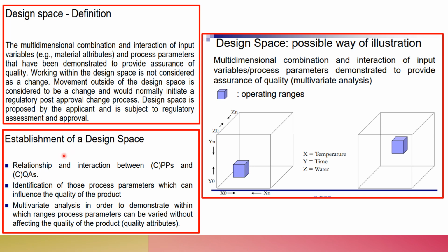So how do we establish design space? As I already told, we need the relationship and interaction between CPP and CQA, identification of those process parameters which can influence the quality of the product, and multivariate analysis to demonstrate within which range process parameters can be varied without affecting the quality of the product. So we build a model, we define our requirement based on our specification and the quality of the product required. Then we do the experimentation, we put in the data, we analyze the variables, and based on that, the model itself gives us the design space. So this is about design space. Let's move to the next slide.